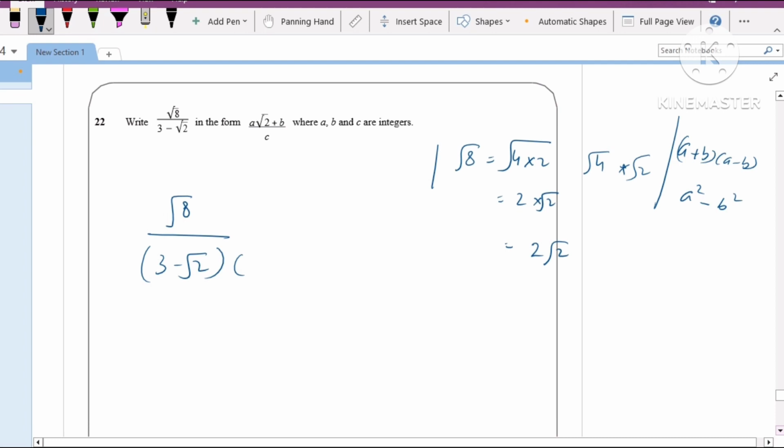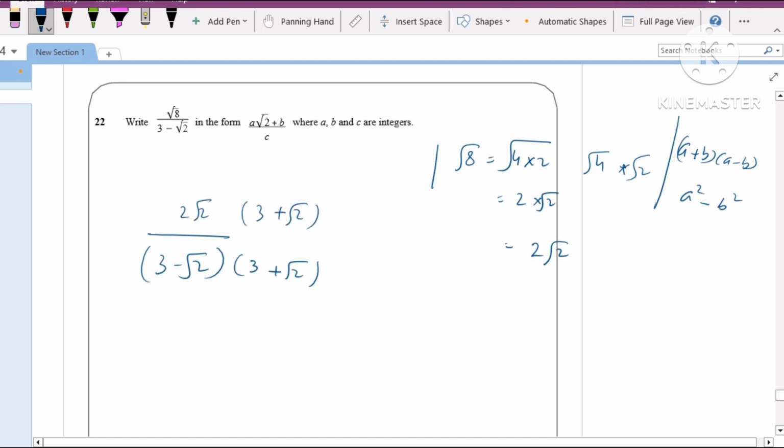So we will multiply by 3 plus 2 square root. This is a plus b into a minus b, which becomes a square minus b square. So I am going to write the numerator as 2 square root 2 times 3 plus square root 2.